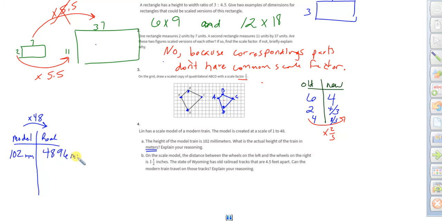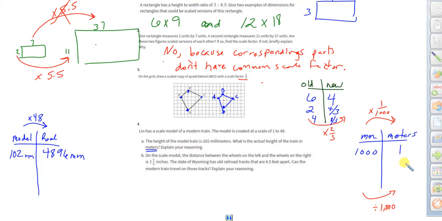4,896 millimeters. But let's make another table over here for metric conversion, because millimeters to meters is a conversion we should know. It takes 1,000 millimeters to make 1 meter. Okay, need to know that. So that tells me that my constant of proportionality is to divide by 1,000th. I'm sorry, multiply by 1,000th or divide by 1,000, whatever you wrote there, or whatever you prefer to do, to go from millimeters to meters.